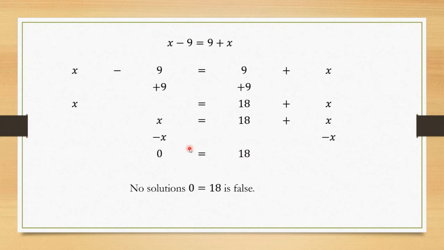Well, this doesn't make sense, right? So in other words, we got something that's false. Thus, there are no solutions. Or another way of saying this is the solution set is empty because 0 does not equal 18. You probably could have gotten this immediately if you subtracted x from both sides initially, because then you would have negative 9 equals 9, and that's also false. So just letting you know. But basically, we have an equation here that has no solutions.